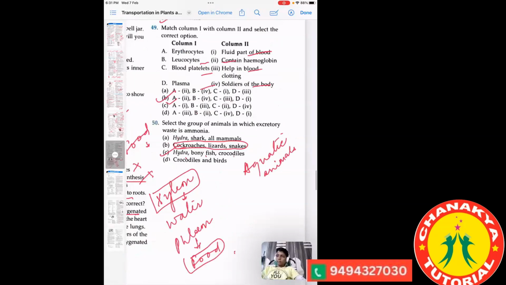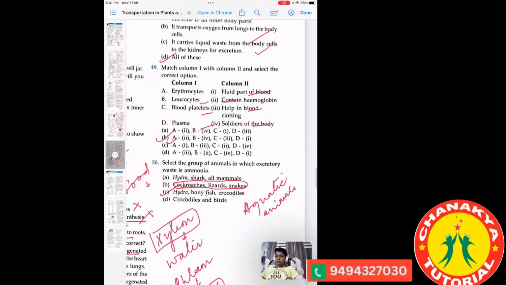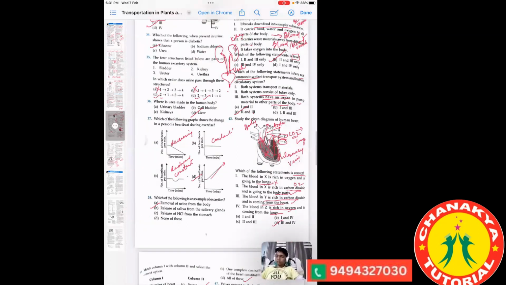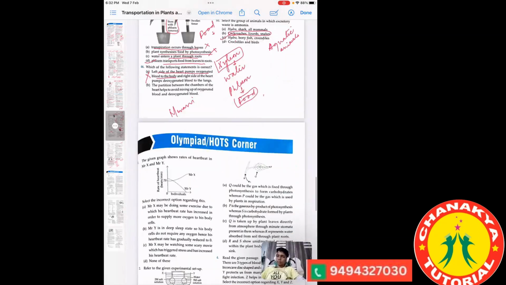So like this, you should know a few shortcuts. If they are asking about ammonia, keep in mind always that all the aquatic animals release ammonia. By knowing whether the animals are aquatic or not, you will be able to write the answer easily. The same thing applies to this heart diagram. The right-hand side takes blood to the lungs, and the left-hand side takes it to the body. The right-hand side will always carry deoxygenated blood, and the left-hand side will carry oxygenated blood. Once you know all this, it will become very easy to understand the whole chapter. Everything in this chapter is dependent on this heart diagram or the human excretory system diagram.